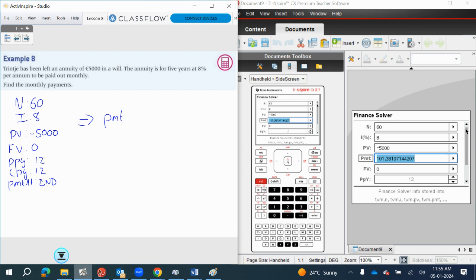101.38. So we'll get €100 a month for the next 5 years. That's nice. Except for the fact that somebody died, but that's irrelevant to the math, I think. If it's given negative, we always use it positive on our accounts.